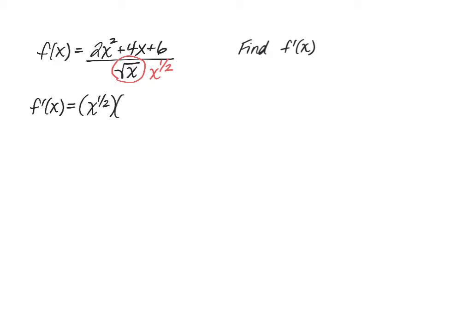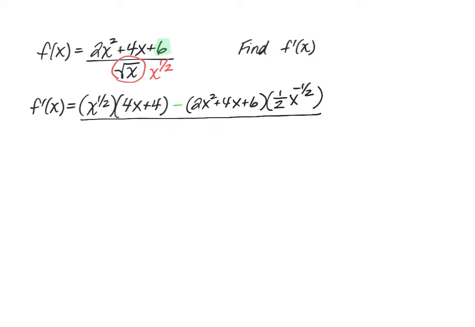We multiply that by the derivative of the top, which would be 4x plus 4. Remember that since 6 is a constant, the derivative of 6 is going to be 0. So that's our low d high minus our high, which is the numerator function, 2x squared plus 4x plus 6, times the derivative of the denominator. So we use the power rule, 1/2 x to the negative 1/2, all divided by the denominator squared, which if we take x to the 1/2 and square it, that will actually become x to the first power.